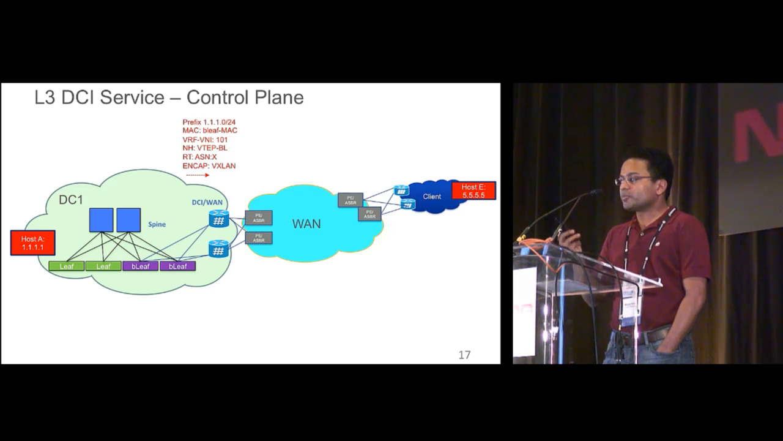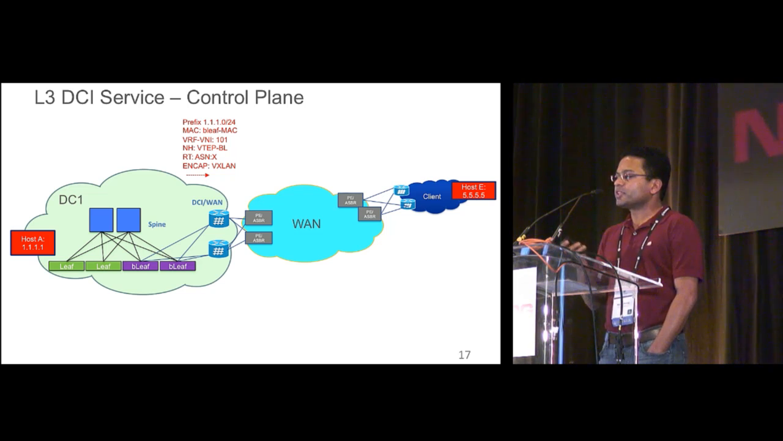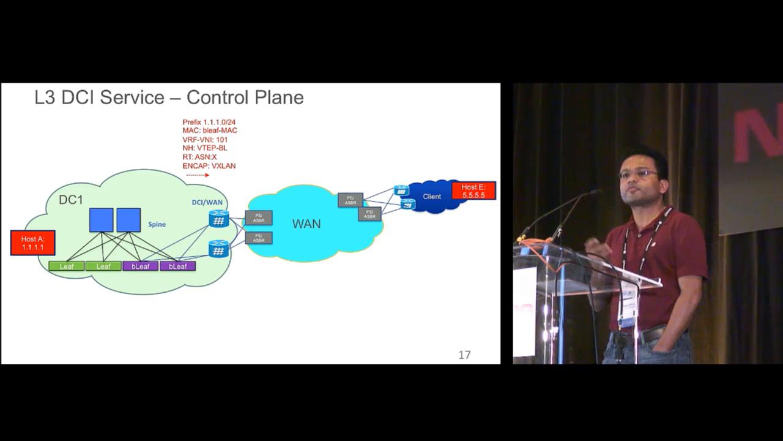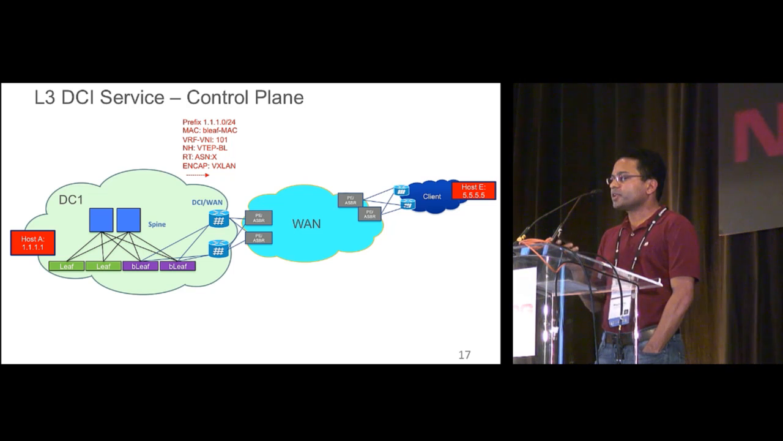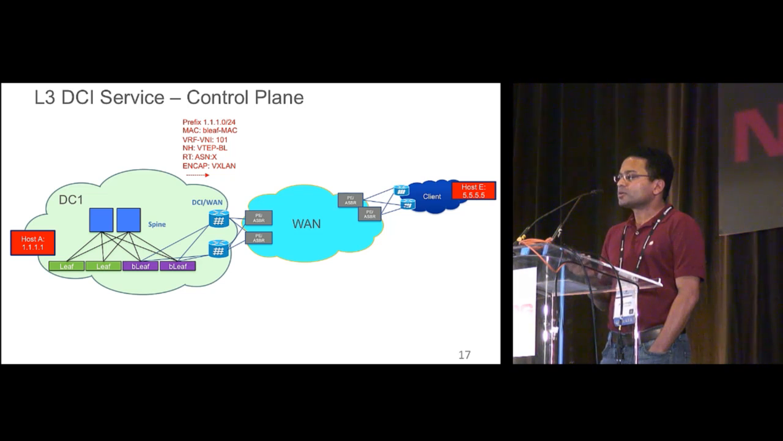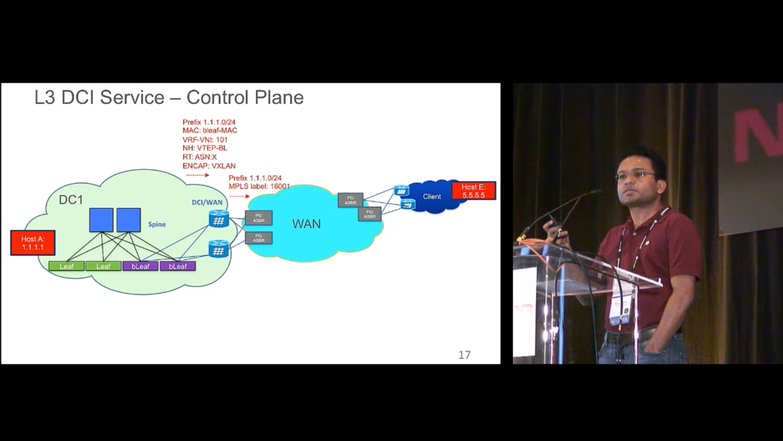The border leaf sends out a type 5 route, 1110/24, with the MAC and the next hop pointing to the border leaf. The border leaf is the exit out of the data center. It will have an RT which points to the ASN number and the VNI ID, and the encap, which is VXLAN. The moment the DCI receives this route, it will re-originate it into an MPLS L3 VPN route. It either uses the same RT or re-originates with a new stitched RT, based on what will be imported on the remote WAN side.